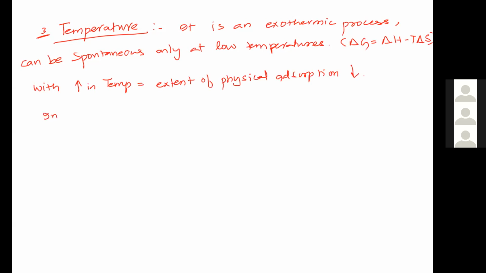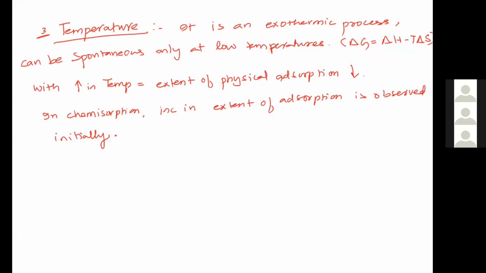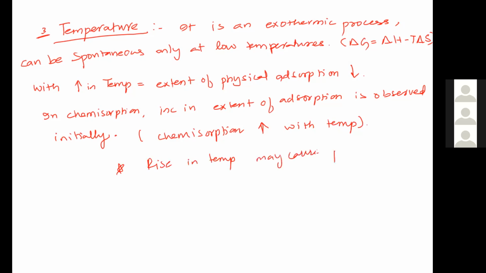But in chemisorption, an increase in extent of adsorption is observed initially. So we can also say chemisorption increases with temperature. Also, a rise in temperature may cause physisorption to convert to chemisorption.